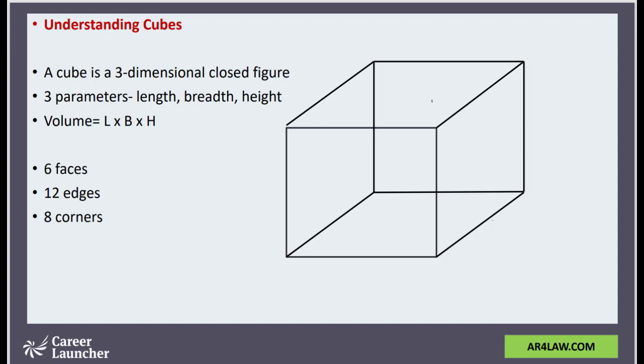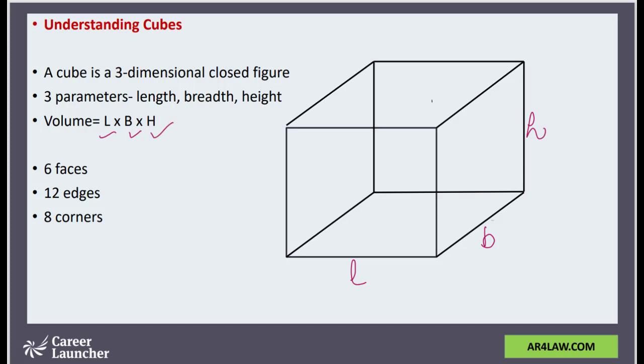Now a cube is a three-dimensional closed figure having three parameters: length, breadth and height. And in a cube, all these three parameters happen to be equal. That means a cube will have the same length, the same breadth and the same height. When the length, breadth and height differ, then it becomes a cuboid. Volume of a cube is given by length into breadth into height.